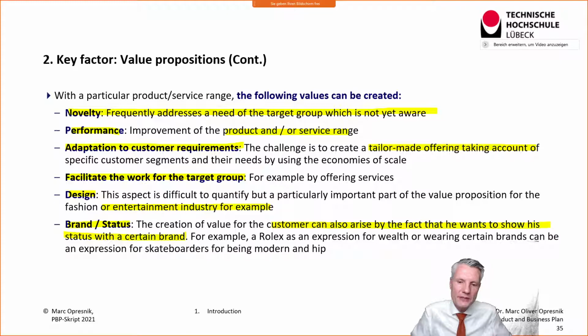So all of those are an expression of wealth, or wearing certain brands can be an expression, for skateboarders, for example, of being modern and hip. That is precisely what some lifestyle brands such as Quiksilver or Billabong were doing successfully, by the way, successfully challenging the traditional brands that were not so much looking at one specific customer segment, but were trying to target many segments with one value proposition. But that is precisely the point here in a good business model.